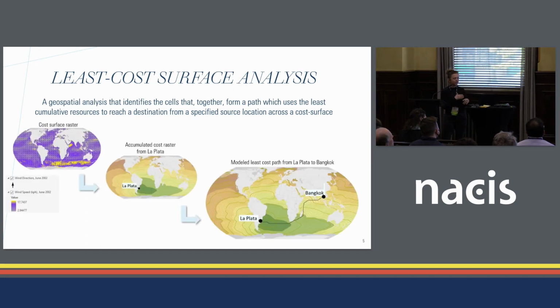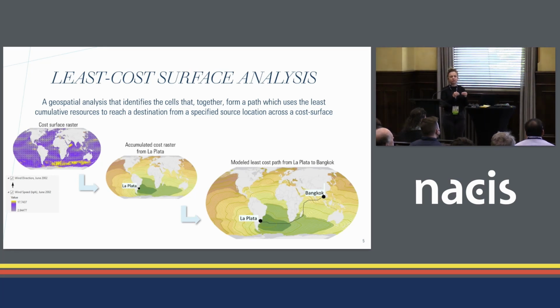The process begins with some raster, which indicates the challenge of moving between various cells. If you were to perform this analysis on, say, land, you could use a weighted DEM to show the cost of traveling across terrain, for example. But since we were working in maritime transit, we used wind speed and wind direction. For each of the cities in our list, and we had over 250 cities, we then generate an accumulated cost raster, which shows the time it would take to get from one city around the globe.